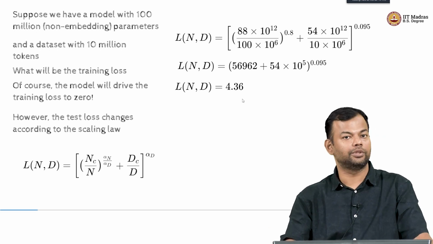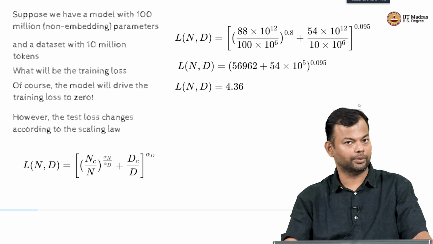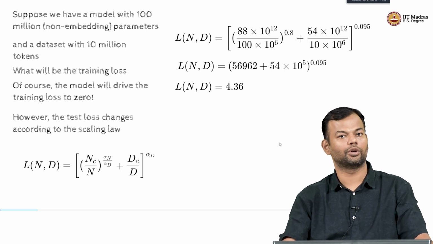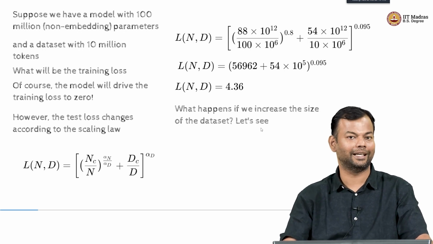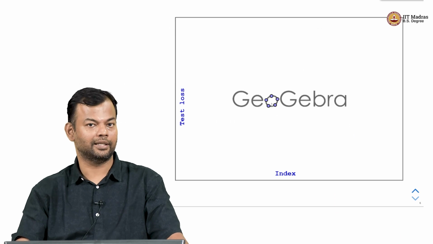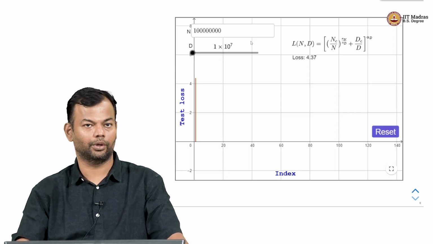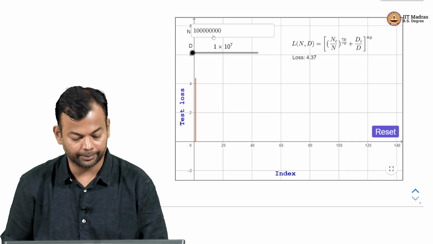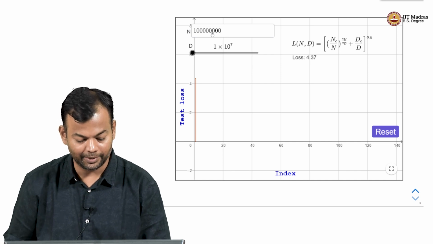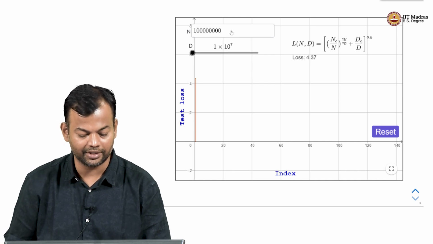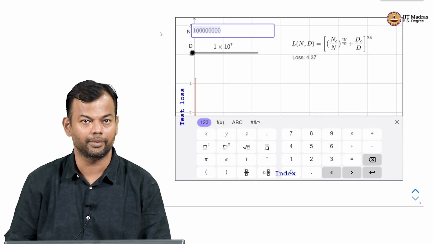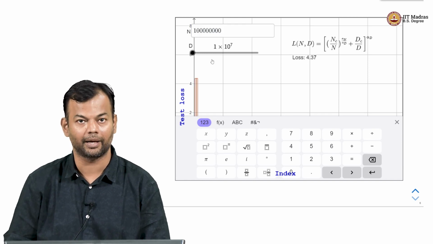So now if you want to reduce the test loss, what should you do? You should either increase the number of tokens or change n, right? Because the loss depends on n and d. So let's see that. We'll try to draw this cartoon here. So this is the model size, 100 million parameters. We have fixed the model size as 100 million parameters.